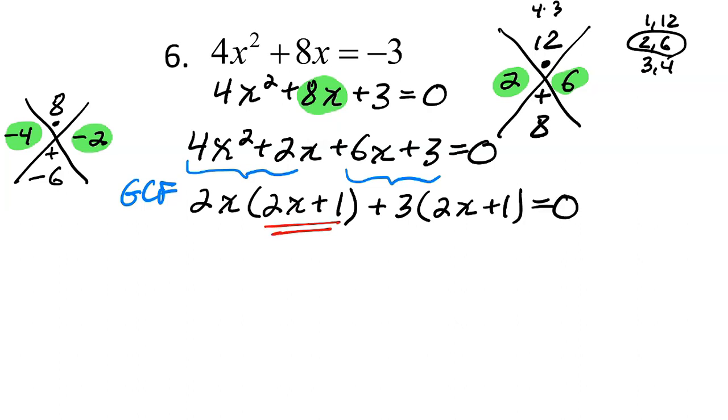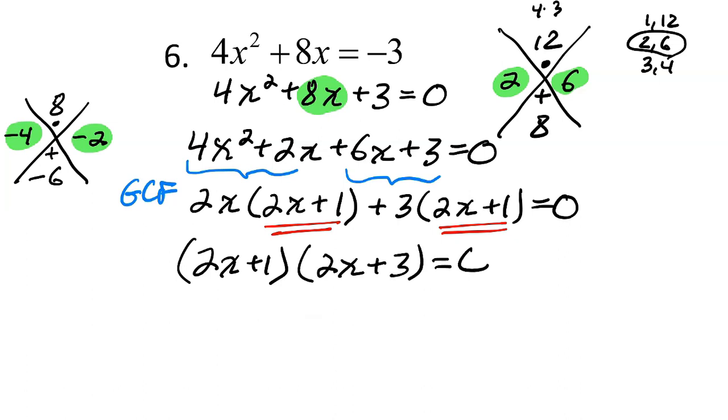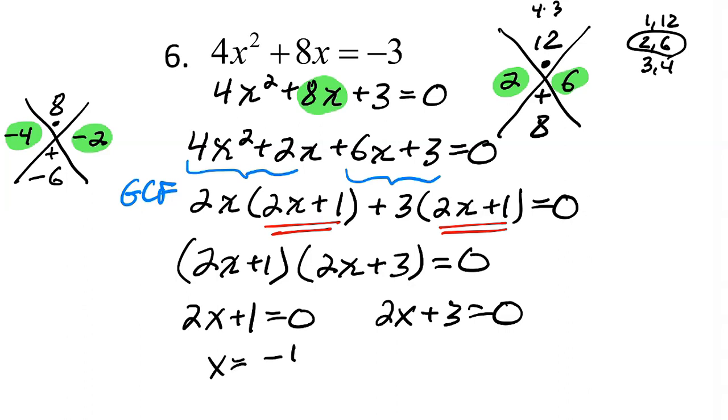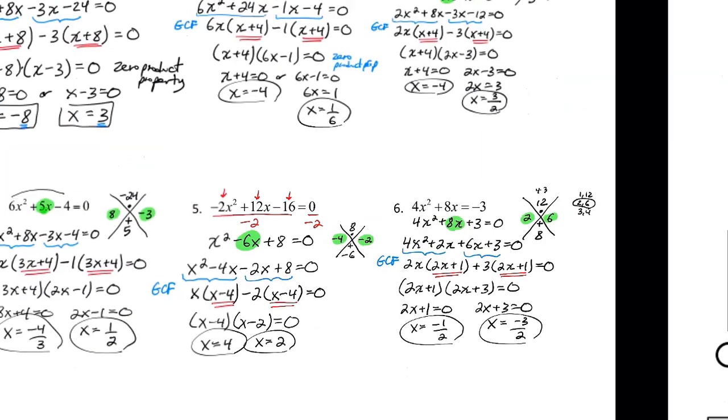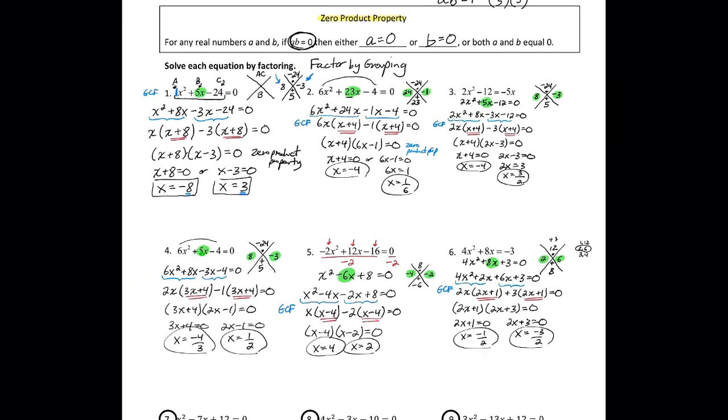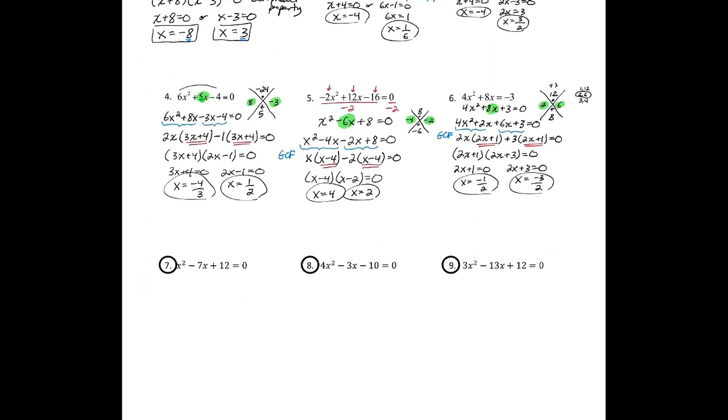Notice we get identical binomials, so that's promising. We didn't make a mistake. And we get a 2x plus 1, factoring out those red lined ones. And the stuff on the outside is 2x plus 3. That becomes its own product. So setting both equal to 0 with the zero product property, we would get x equals -1/2, x equals -3/2. So those would be our two answers. So that's solving by factoring, factor by grouping.